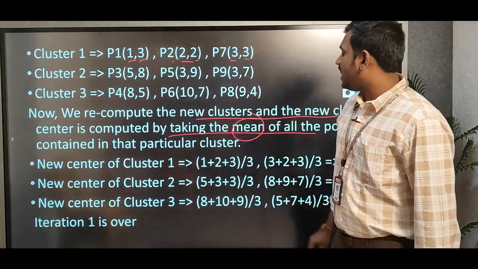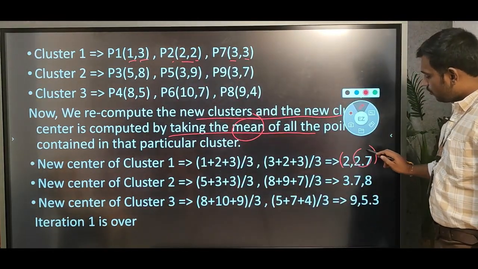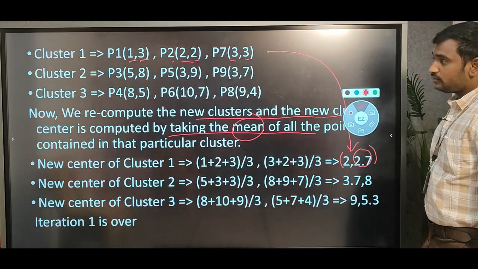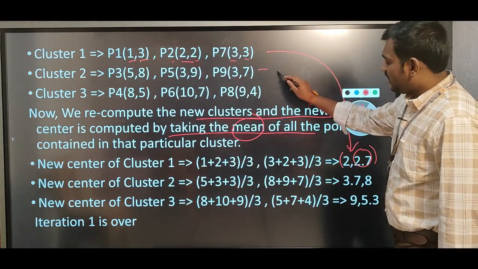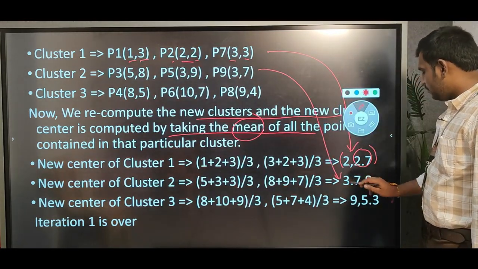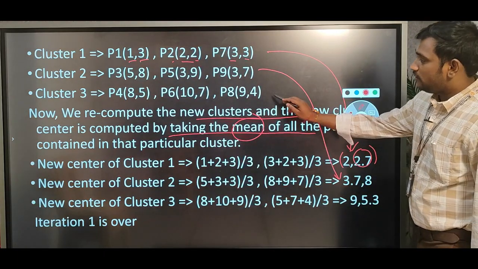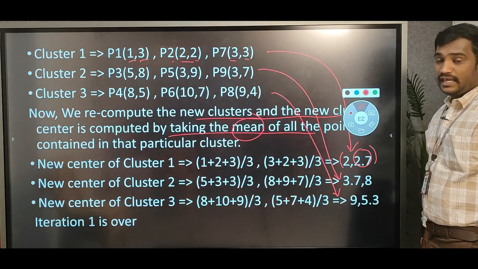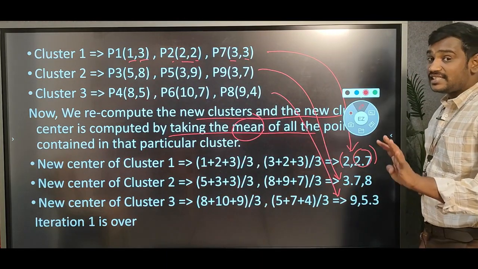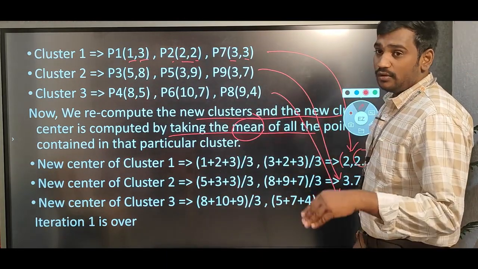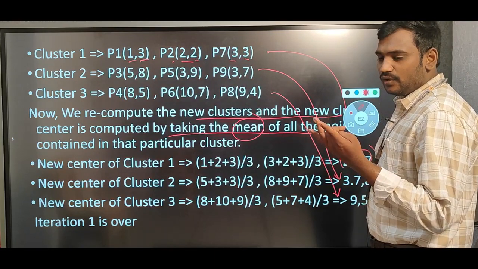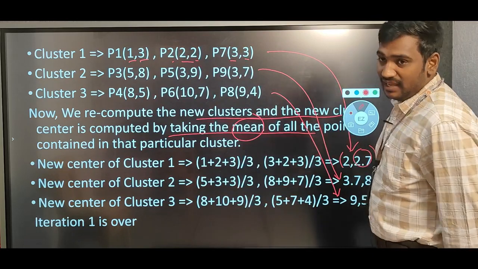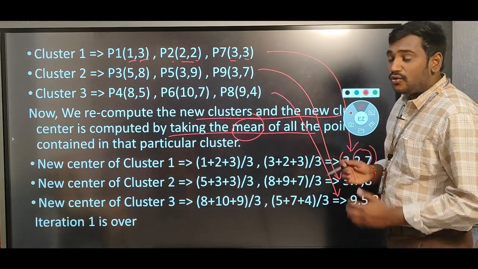5, 5 plus 3 is 8. 8 by 3 is equal to 2.7. This is the new centroid value. For this one more, 3.7 comma 8. For cluster 3, the new centroid will be 9 comma 5.3. This is K means clustering. So you take the K value 3, you assign clusters initially and you calculate the mean value to get the new centroids.